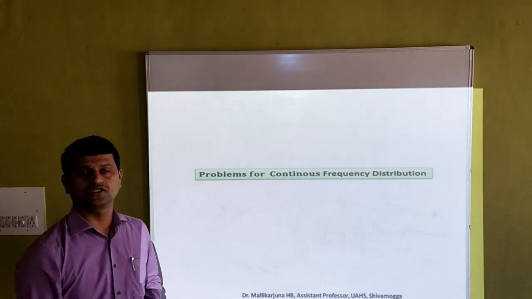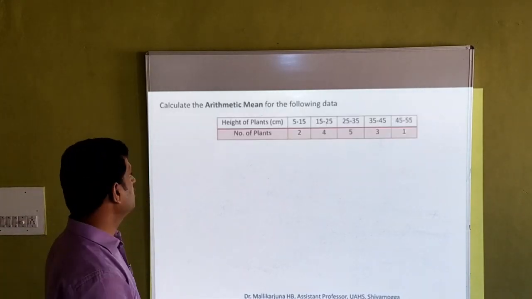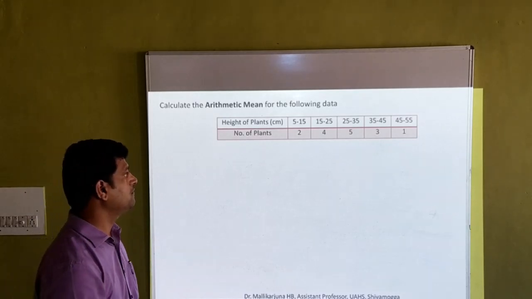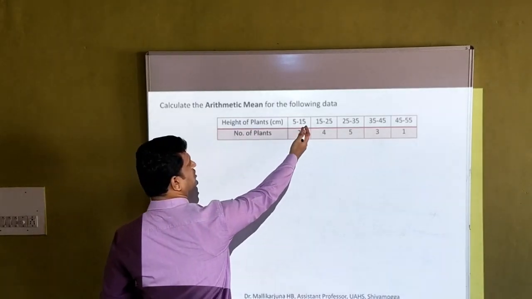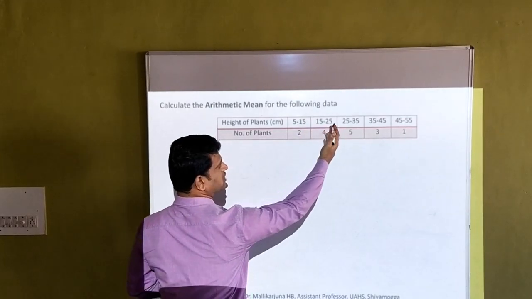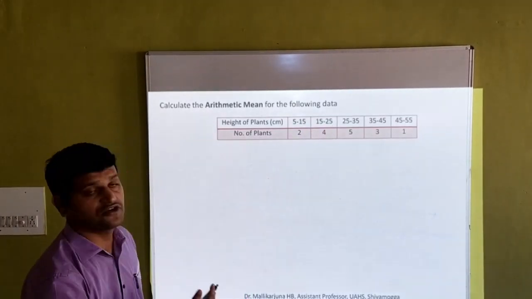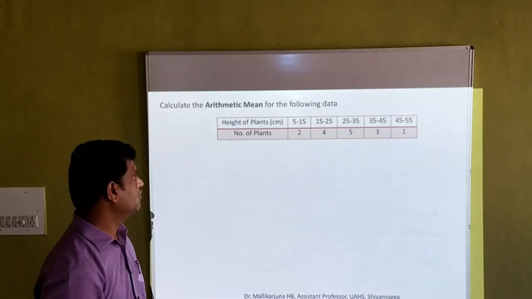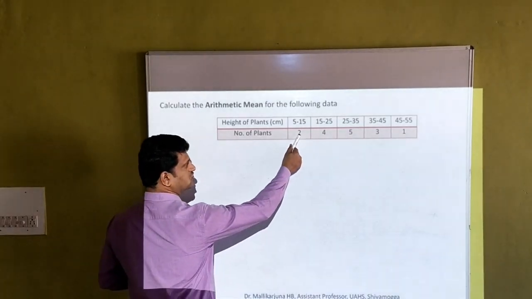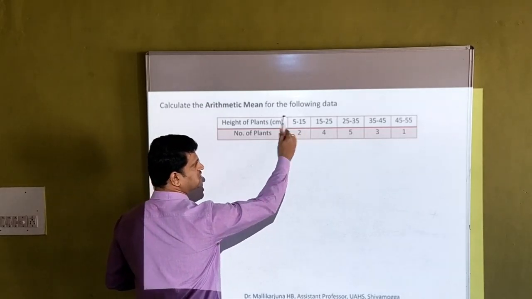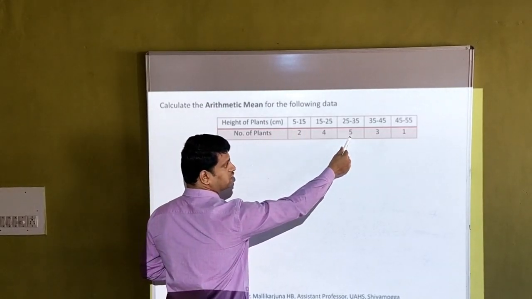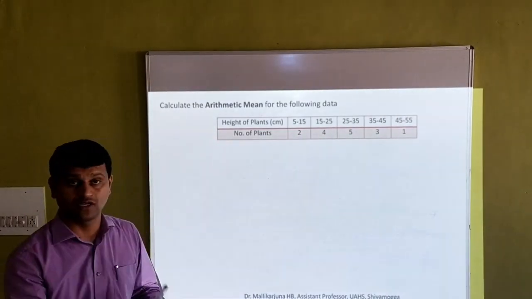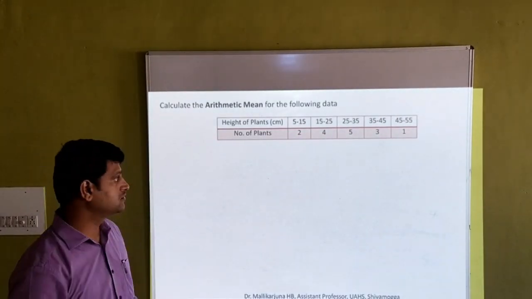Now coming to continuous frequency distribution. Calculate the arithmetic mean for the following data. Here the height of plants: 5 to 15 centimeter, 15 to 25, 25 to 35, 35 to 45, 45 to 55 centimeter. The number of plants: 2, 4, 5, 3, 1. There are 2 plants having height 5 to 15 centimeter. There are 5 plants having heights between 25 to 35 centimeters. In this way, we can interpret this table.